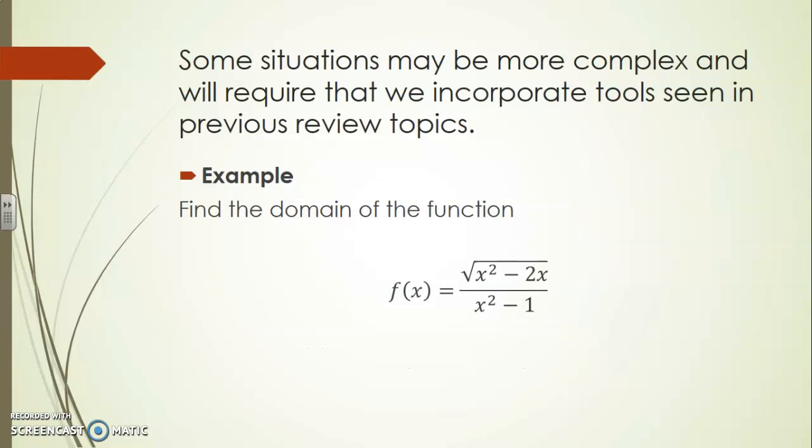Some situations can be much more complex, especially if they combine different types of functions, divisions, roots and radicals. And tools we've seen in the past, such as factoring, may end up being very useful in identifying domains. For example, let's find the domain of the function f of x equals the root of x squared minus 2x, divided by x squared minus 1. Always look for restrictions that we have to impose when thinking of the domain. Are there any illegal operations that could take place?